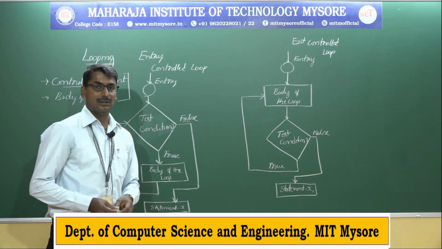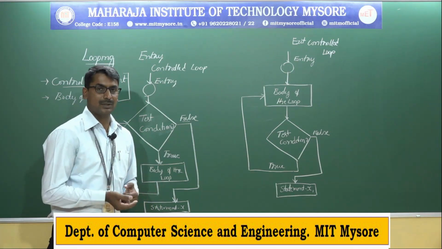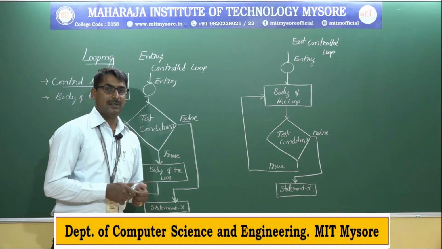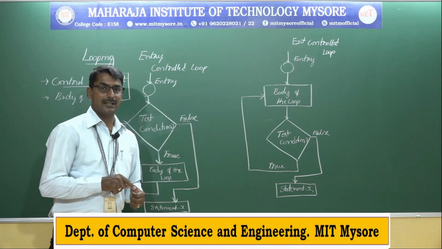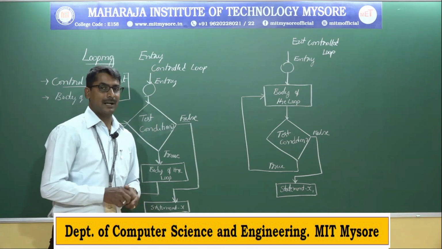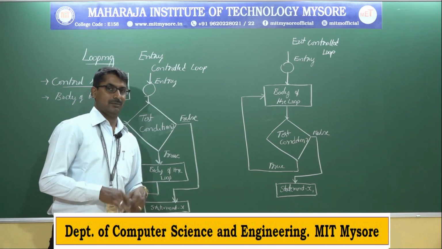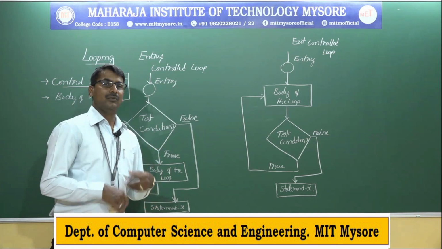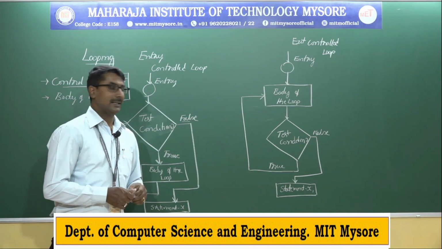Okay, this is about the looping statement. Looping is used to execute a sequence of statements repeatedly till the condition is satisfied, or for a particular number of times. So we can execute the loop a particular number of times, or we can execute the sequence of statements repeatedly till the condition is satisfied.